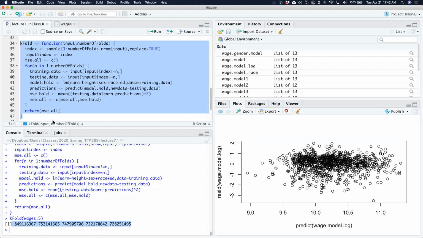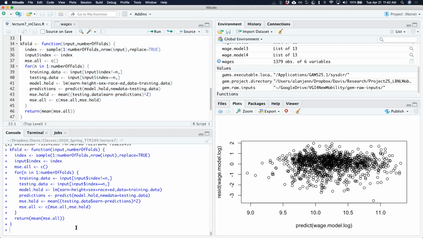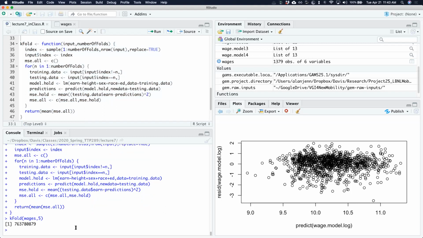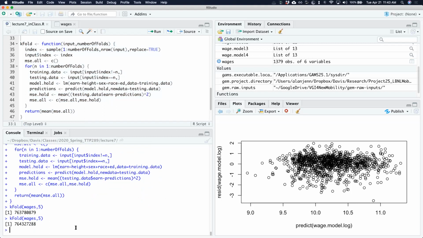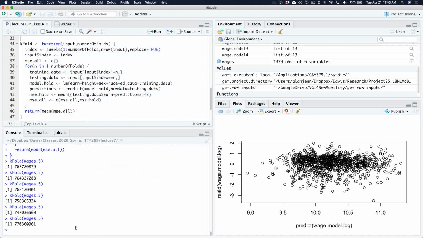If you just wanted to get 1, you could do that. Not MSE, mean. So the average of the 5, and that would just return 1 value. So if I run this and go ahead and run my k-fold on wages. Okay, so I'm running this a couple times, and we can actually see there's a little bit of variation.